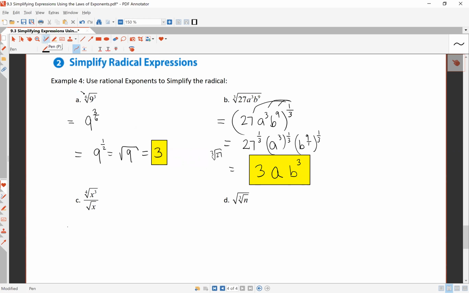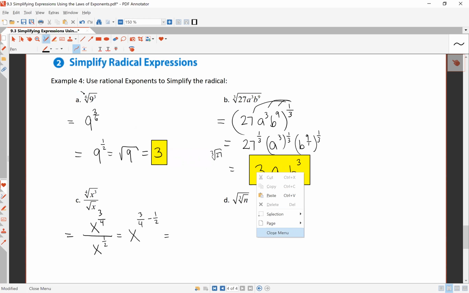Letter C. We rewrite those with a rational exponent, or an exponent that contains a fraction. The index on the radical is the denominator, and the numerator of the exponent is the power, 3/4. Square root of x is x to the 1/2 power. To simplify this, we subtract exponents. We take the denominator's exponent from the numerator's, and 3/4 minus 1/2 is 1/4.